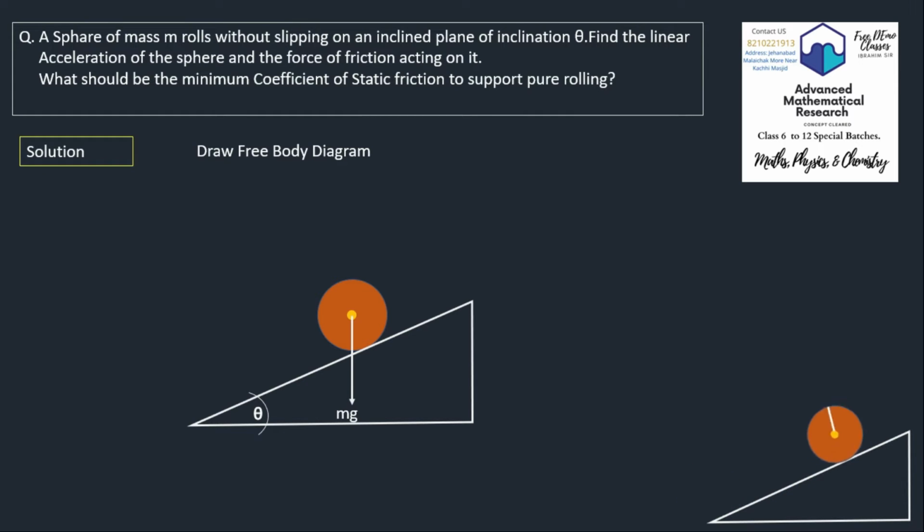If the sphere has mass m, then what will be the force acting downward? This force will be its weight, and that must be equal to mg. Now it is moving down with an acceleration. This is the acceleration of the center of mass. So let's assume that this acceleration is a.